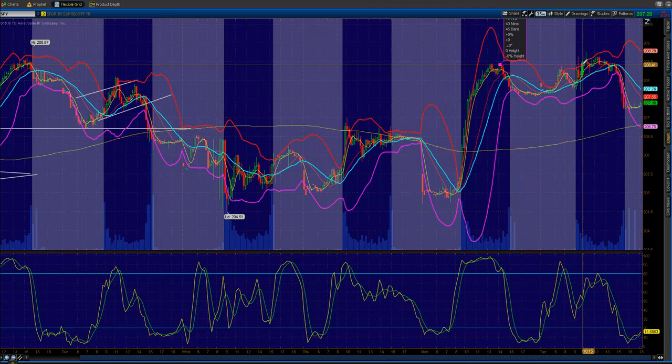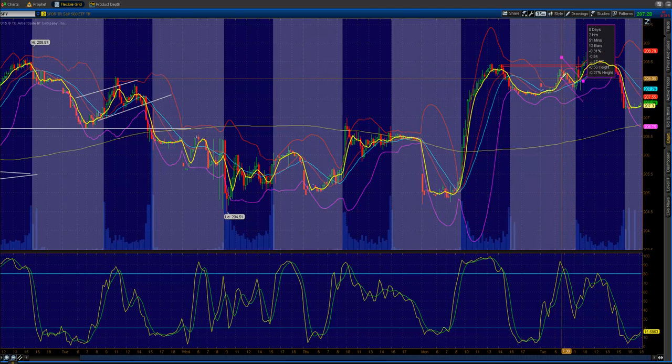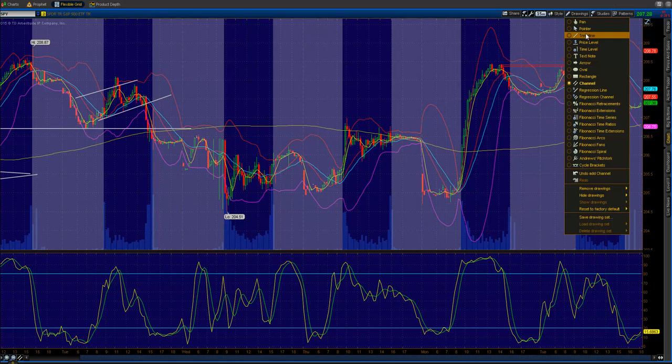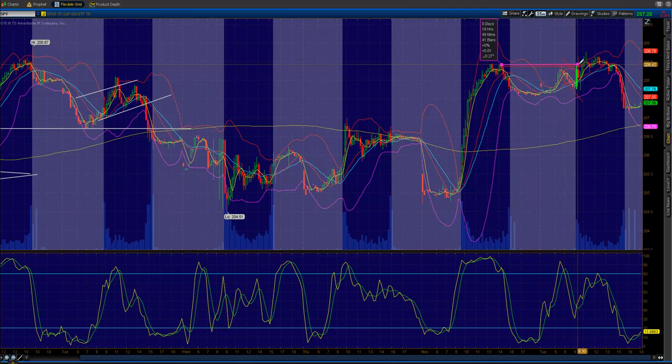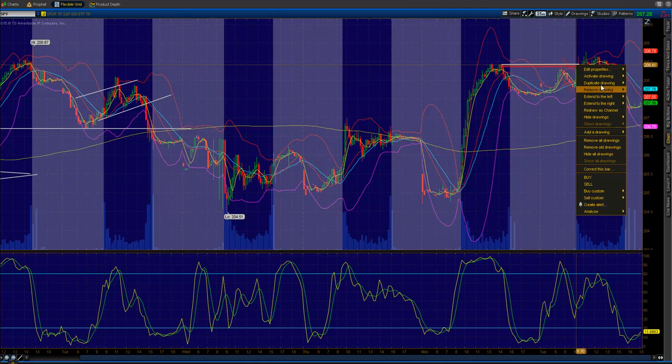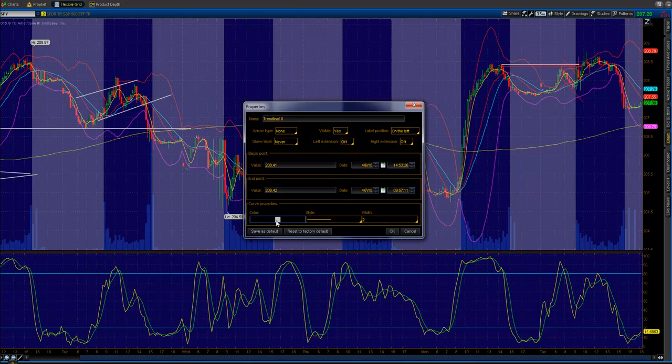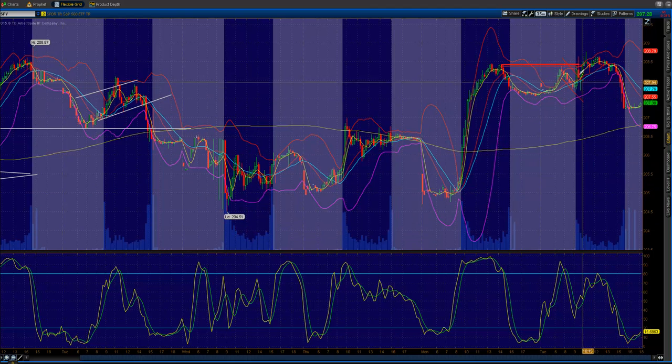So here's a beautiful cup and handle. You guys see that? Let me make it more obvious, because this one's a good one to note. All right, so that's the top, and there goes the breakout. And then right before that, you have a symmetrical triangle as well. Give me a sec, sorry.